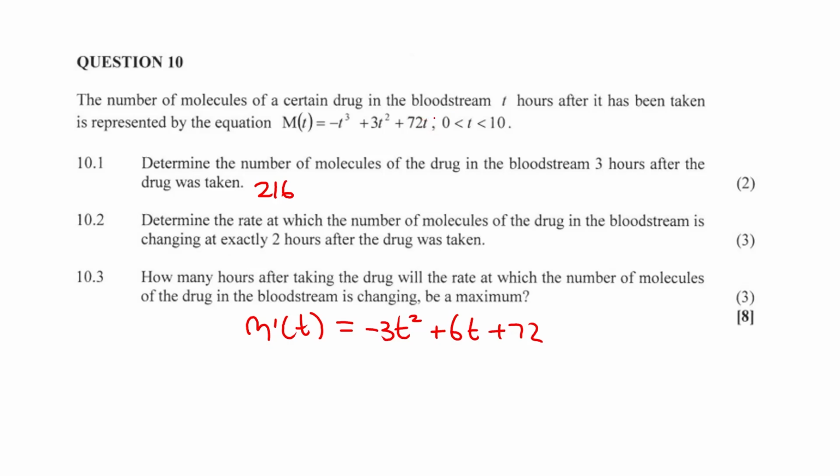72 times 1 is just 72, 1 minus 1 is 0, anything to the power of 0 is 1. So 72 times 1 just gives us 72. So that's our first derivative, right? At exactly 2 hours, so now we sub in 2. Sub in 2 into the equation and it gives us 72. So 72 molecules is the answer.